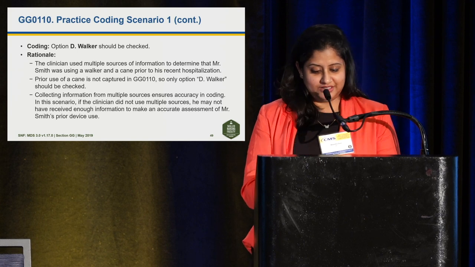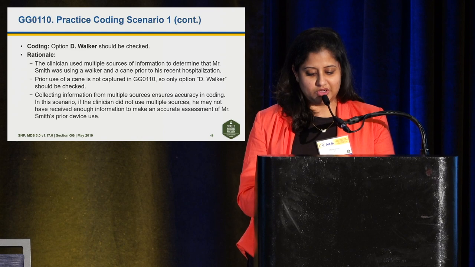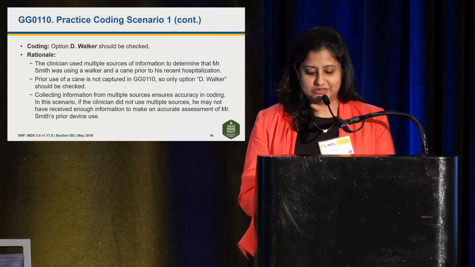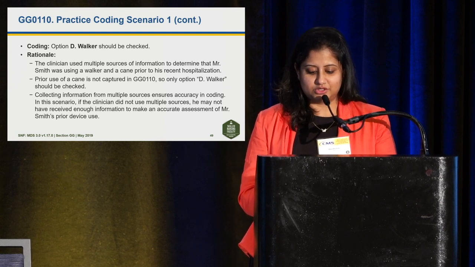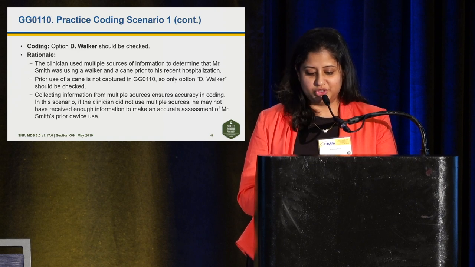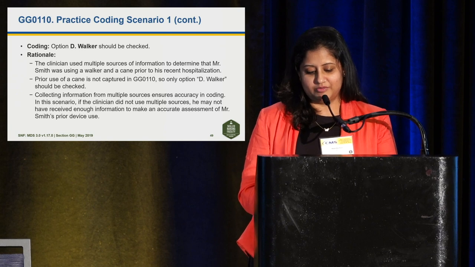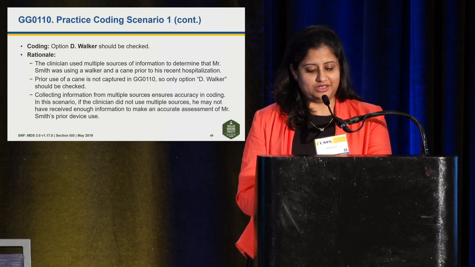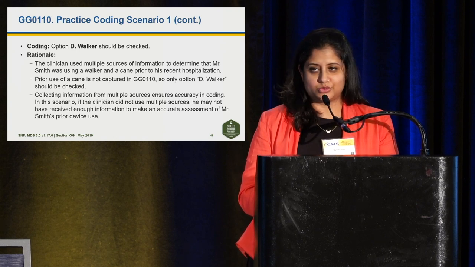The rationale behind that is the clinician used multiple sources of information to determine that Mr. Smith was using a walker and a cane prior to his recent hospitalization. Prior use of a cane is not captured in GG0110, so only option D, walker, should be checked. Collecting information from multiple sources ensures accuracy in coding. In this scenario, if the clinician did not use multiple sources, he may not have received enough information to make an accurate assessment of Mr. Smith's prior device use. So again, we encourage getting information from as many sources as possible.